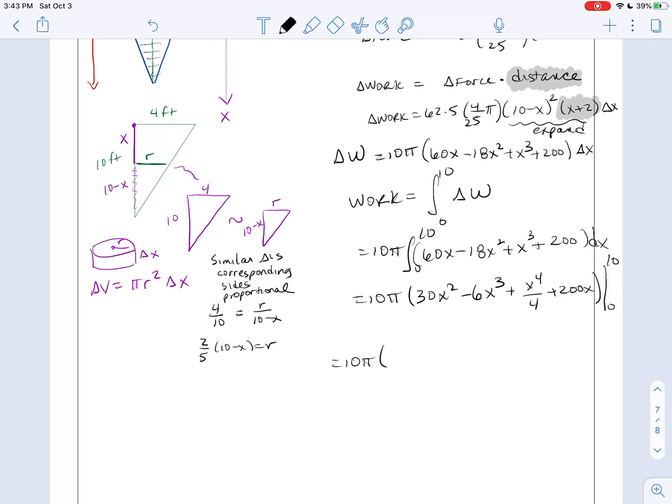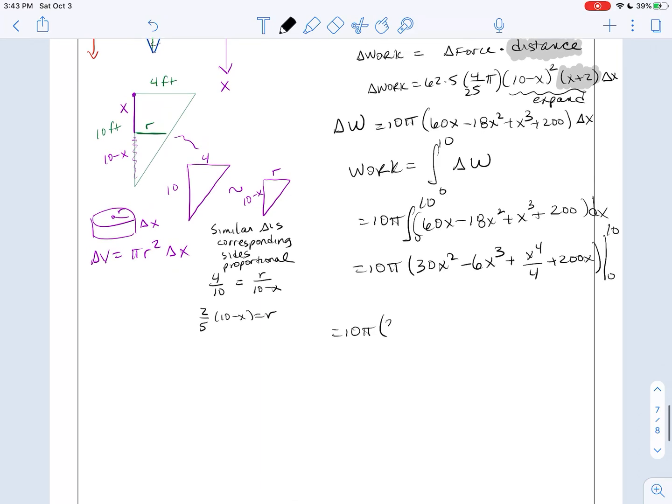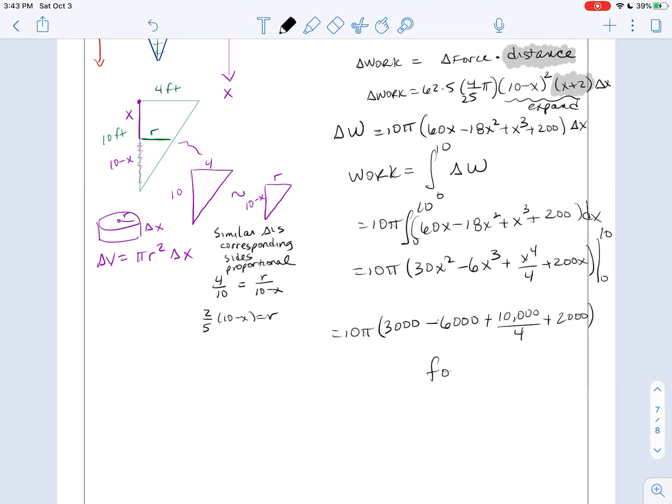And so you're going to end up with 10 pi times 10 times 10 is 100, and 100 times 30 is going to be 3,000. So we're going to get 3,000 minus 6,000 plus 10,000 divided by 4 plus 2,000. And whatever that is, we're going to have that be foot pounds.